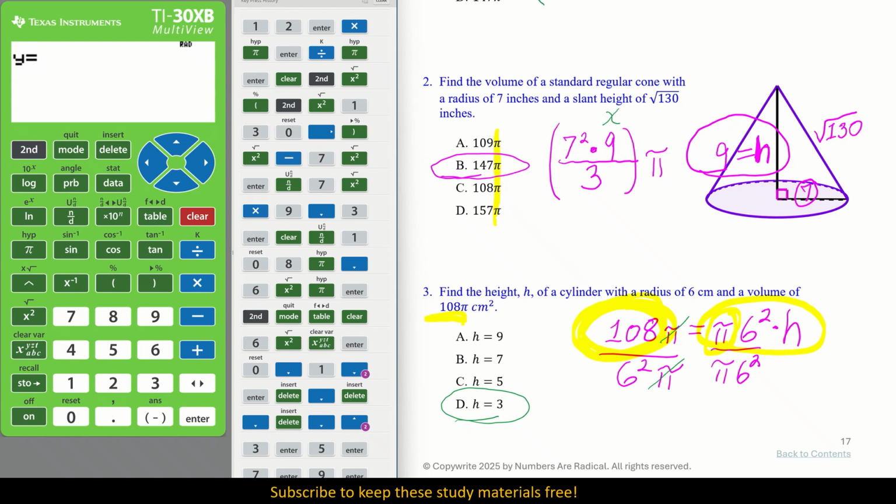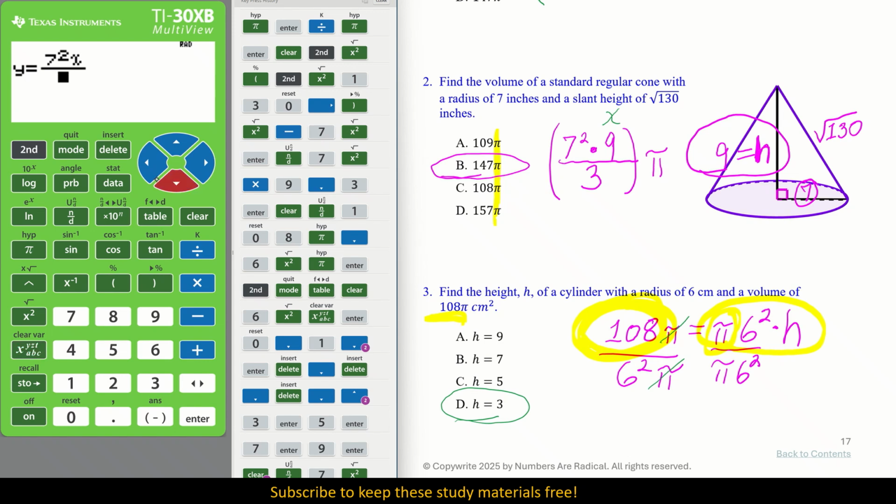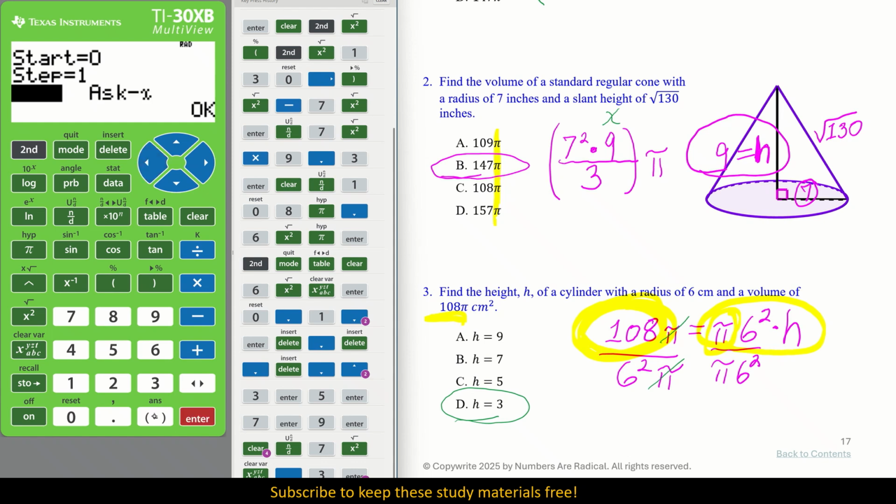Okay, so of course I am not including pi. Pi is just hanging out like a variable, okay? I'm just looking to match the coefficients. And my option B for number 2, 147 was what I needed, okay? So I'm going to set up my fraction, and then I'll say 7 squared x, okay? Remember, instead of 9, I'm going to type in x, okay? And then 3 as my denominator. Enter, and I'm going to use my list, sorry, not my ask. Ask won't work because I'm not looking for the value of X. I'm looking for when I get the right Y value.